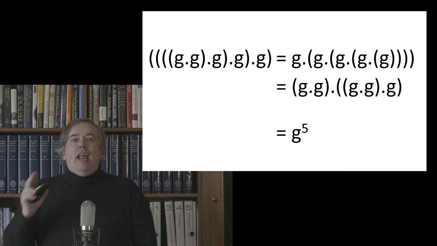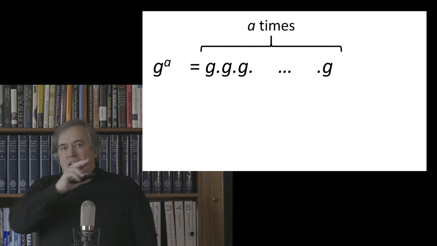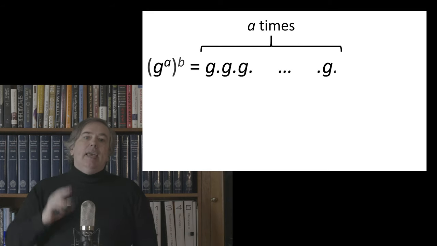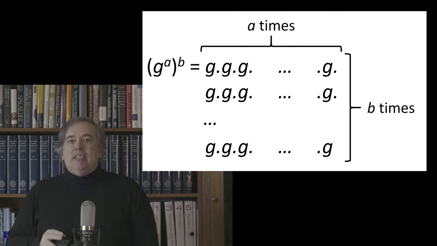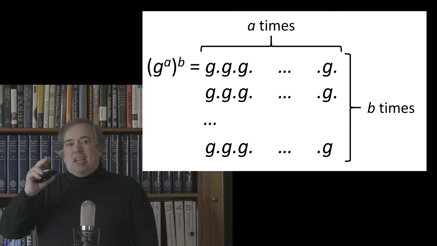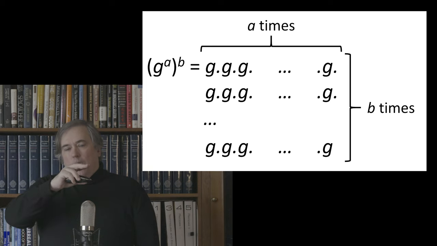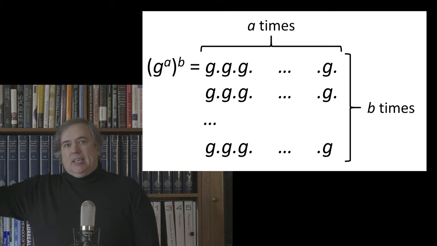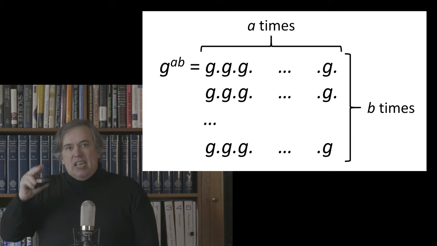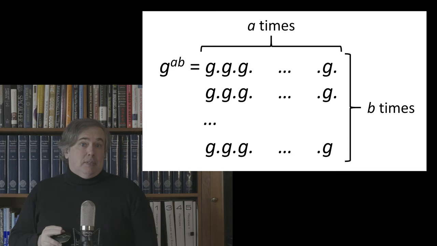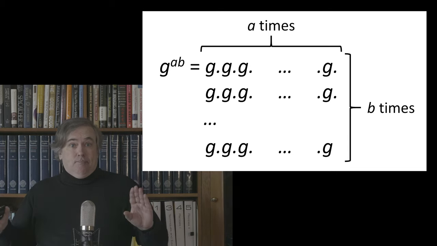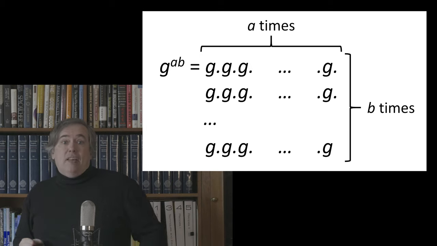And so now if we take G to the power A and raise that result to the power B, what we will end up with is G multiplied by itself A times, and then those G's, all A of them, multiplied by themselves B times. So we will have G multiplied by itself A times B times. So it's like a rectangle of G's all multiplied together.